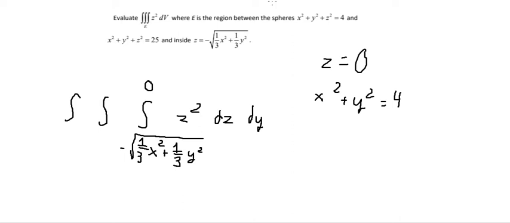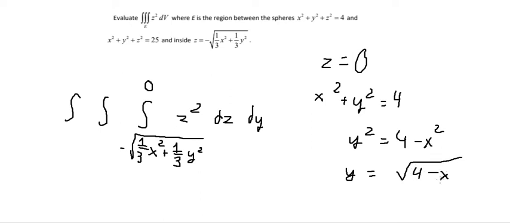So we have x squared plus y squared equals 4. We move x squared to the right, and later we take the square root of both sides. Similarly for the next one, we do the same with 25. So for dy, they should be between the square root of 4 minus x squared and the square root of 25 minus x squared.